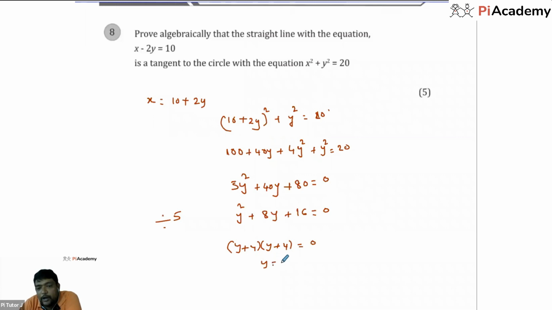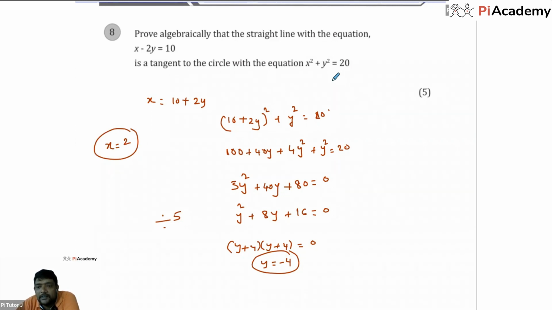Then you sub back into the equation x minus 2y equals 10. So x minus 2 bracket minus 4, so it'll be x plus 8 equals 10. So x is equal to 2. But he's asking you to prove that it is a tangent to the circle. Then you do 2 squared plus bracket minus 4 squared. So 2 squared is 4, minus 4 squared is 16, so 4 plus 16 is 20. Wonderful. Good, Rahul. Did you understand, guys?